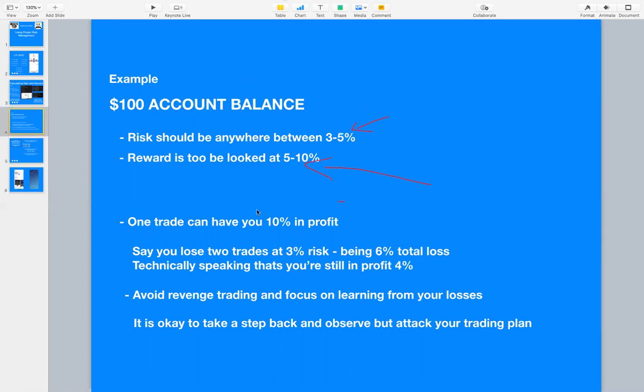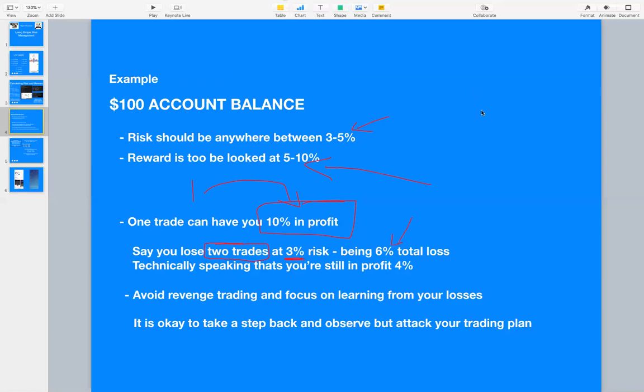Now, one trade can take you 10% in profit. So now we're 10% in profit. Now, say we lose 2 trades. So one trade made us 10% in profit. Now, 2 trades, say we risk both trades at 3%. 2 trades times 3%, 6% loss.